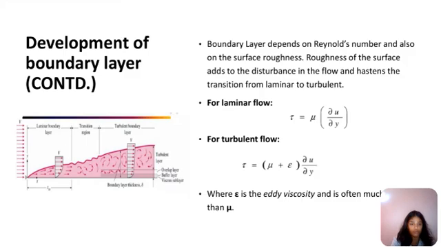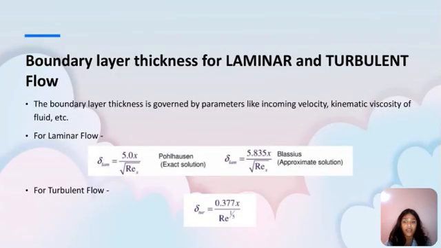disturbance in the flow. Now, there is a given formula for laminar flow and turbulent flow, that is tau equals mu du by dy. Then for turbulent flow it's mu plus epsilon du by dy, where epsilon is the eddy viscosity and it's often much more than mu. Then, boundary layer thickness for laminar and turbulent flow.